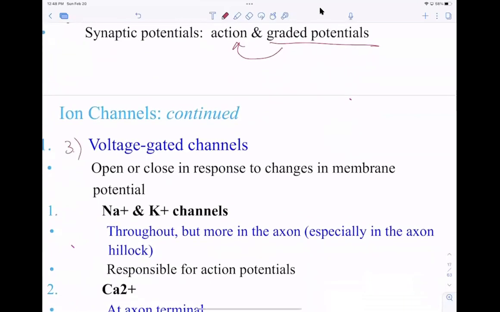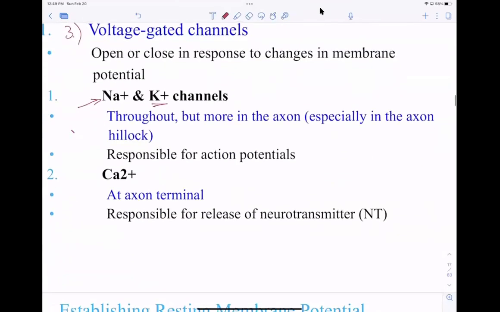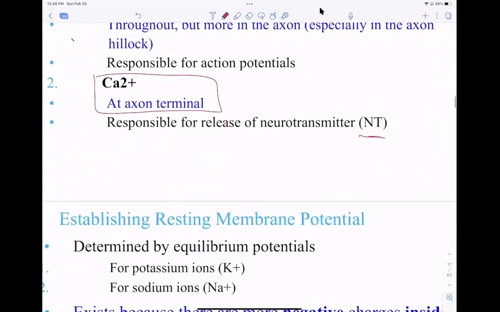The third type I had talked about earlier is voltage gated channels. Now these open and close when there's a change of voltage. And so this is important with generating an action potential. You have voltage gated sodium channels and voltage gated calcium channels. Voltage gated sodium channels are mainly at the axon hillock, but are located throughout the axon, as are the slow voltage gated potassium channels. And then again, at the axon terminal, you have voltage gated calcium channels. When the action potential reaches the axon terminal, there's a change in voltage because the action potential is a change in voltage, and that will open up calcium voltage gated channels. Calcium comes into the axon terminal, and that will signal the release of neurotransmitter.